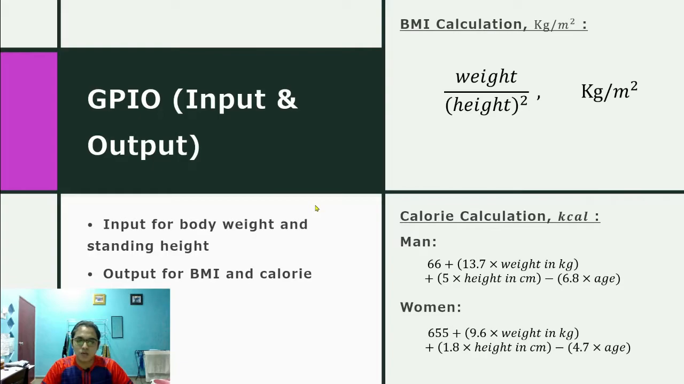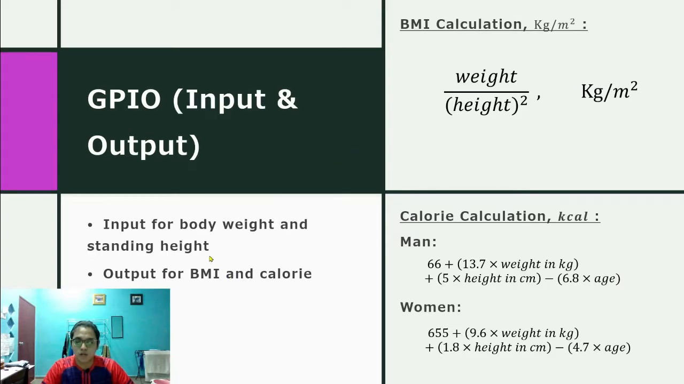The main objective of our project is to know the value of the BMI and the calories after we input the body weight and the standing height, to make sure that individuals can practice a healthy lifestyle.